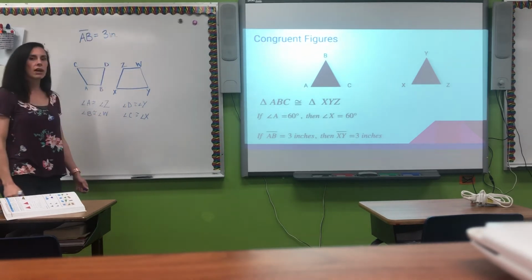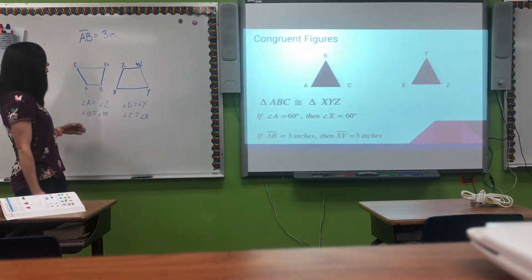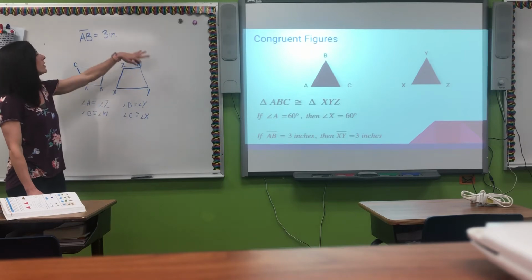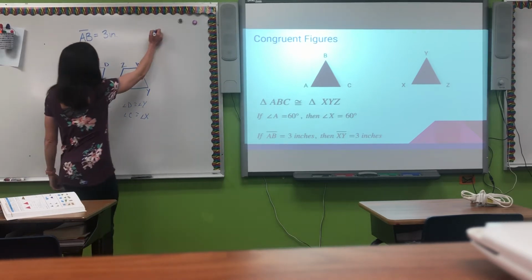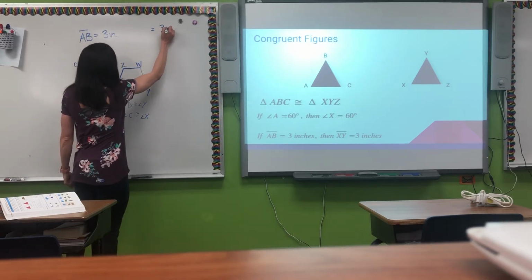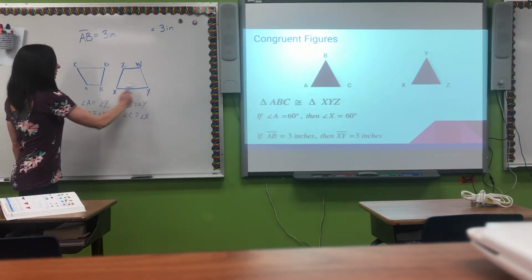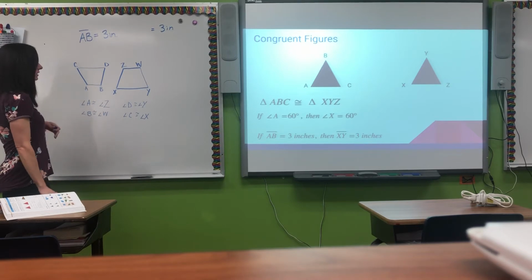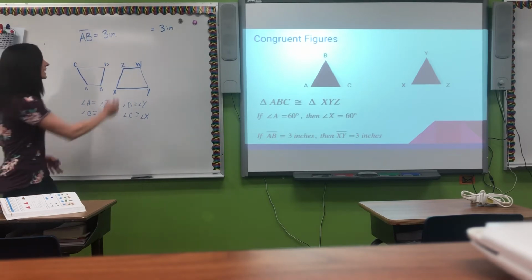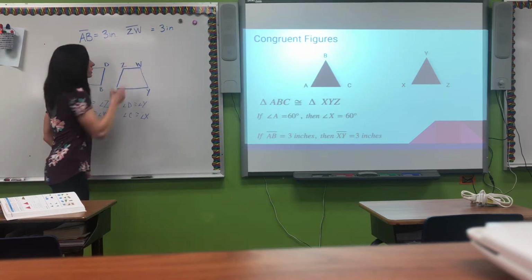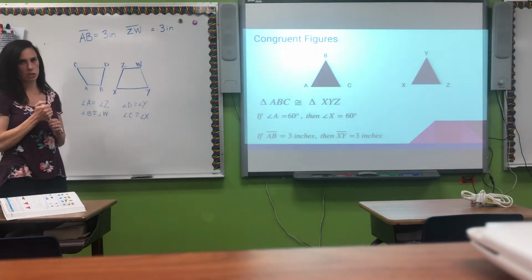Okay, and this is how it'll ask you in your homework. It'll say something to the effect of, if AB equals 3 inches, then what side over here also equals 3 inches? So we're looking for the corresponding side. This isn't the corresponding side. It's not the same as this, right? This one here is. So ZW would also equal 3 inches.